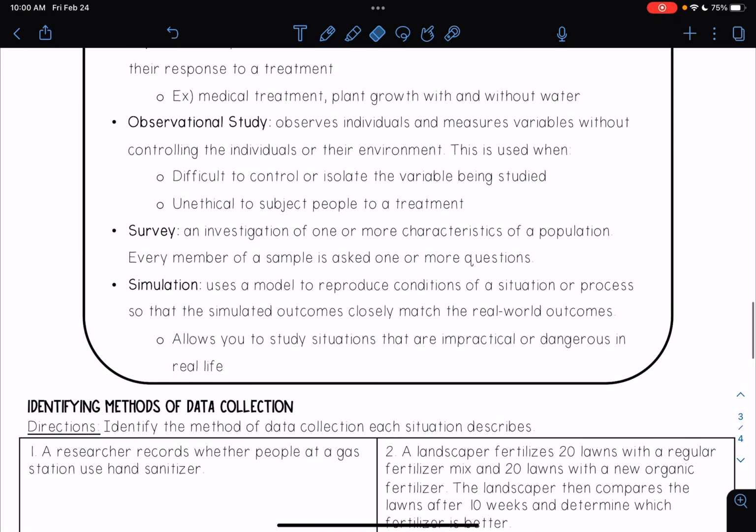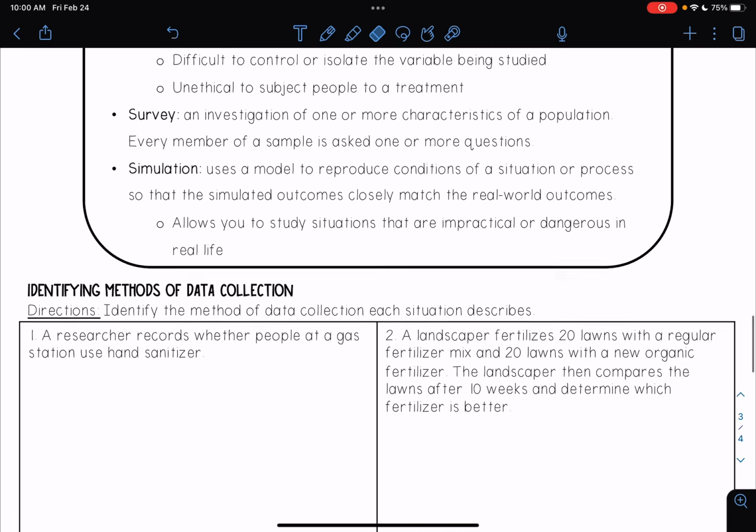A survey is an investigation of one or more characteristics of a population, and this is when every member of a sample is asked one or more questions. And then lastly, we have a simulation, and this uses a model to reproduce conditions of a situation or process so that the simulated outcomes closely match the real-world outcomes. This allows you to study situations that maybe are impractical or dangerous to do in real life, and this is usually using some kind of computer to simulate it.